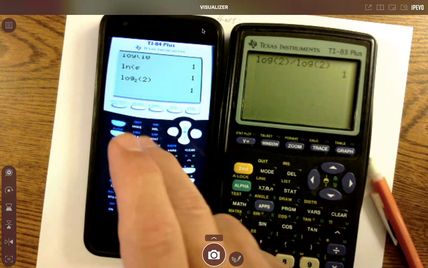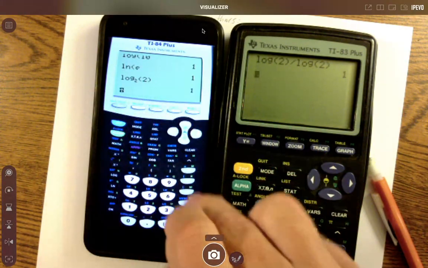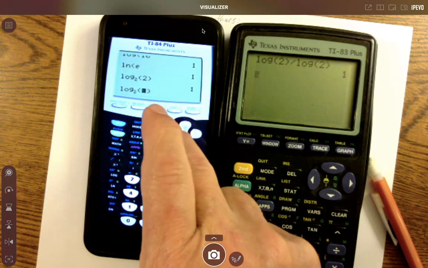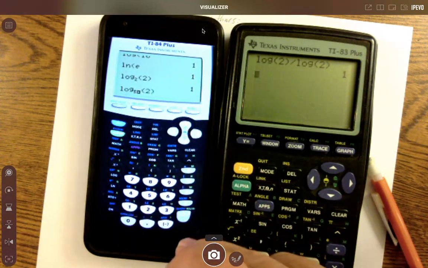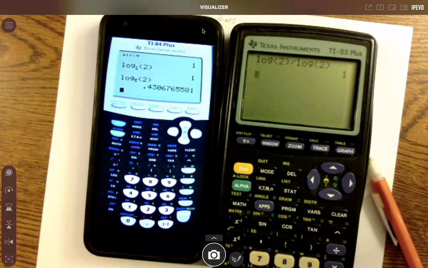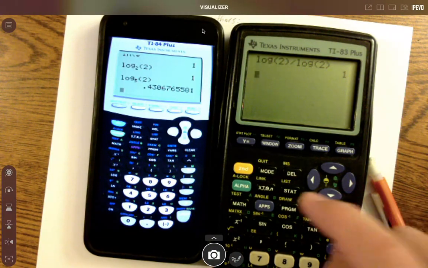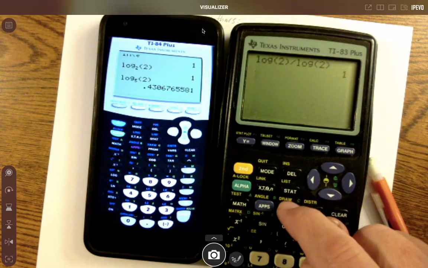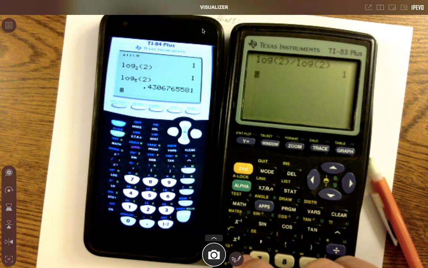To give a better example, let's say I were to do log base 5 of 2. That gives me 0.43, and so on. If I want to do that on this old calculator, I could do log of 2 divided by log of 5. Notice I'm using log base 10 for both, and that would give you that same value.